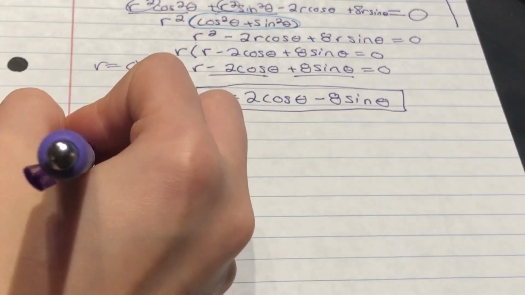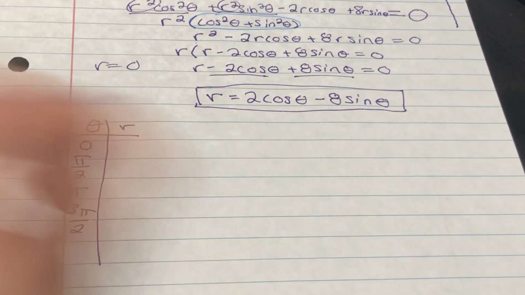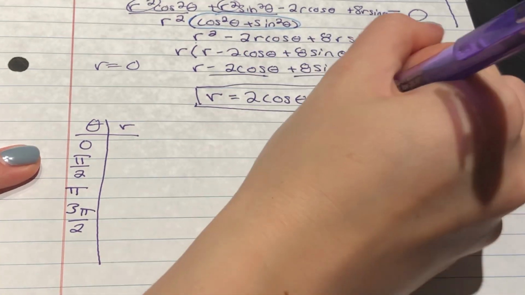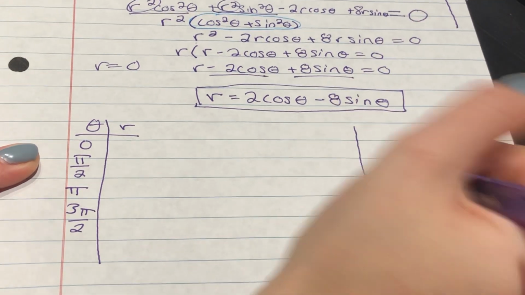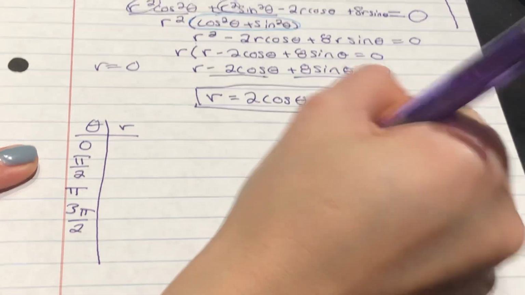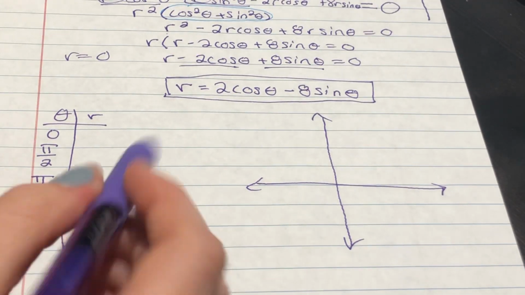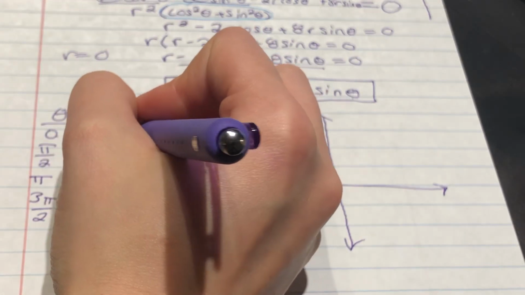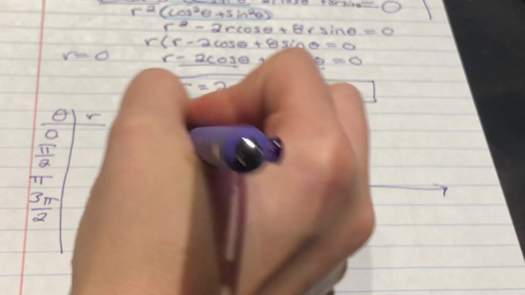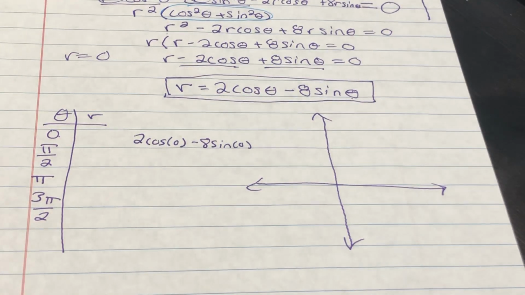I want to choose the same values for theta. So I'm going to choose 0, pi over 2, pi, 3 pi over 2. I'm going to try those first just to see what happens. Okay, so we're doing the same thing we did in the last one, it's just a little longer. So I'm going to first take a 0 and plug it in here and here. So I'll write out what I'm doing: 2 cosine of 0 minus 8 sine of 0. So I'm just going to figure out what those are.